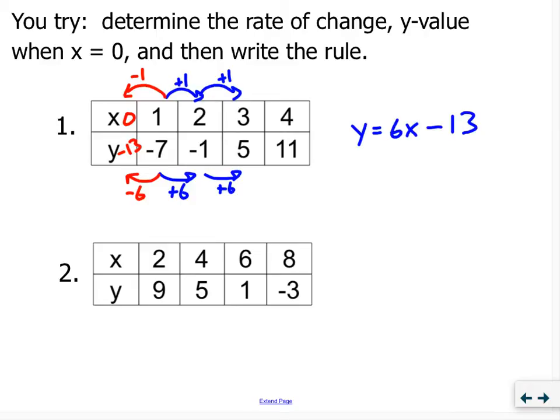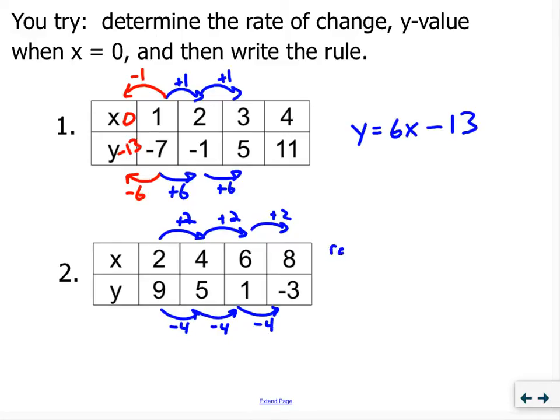Hey, did you notice something about this second one? It looks like now my x value does not go up by 1. My x value is going up by 2. Okay, not a problem. Let's see what the y values are doing. It looks like the y values are going down by 4.